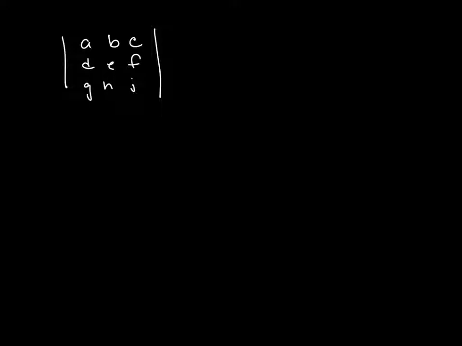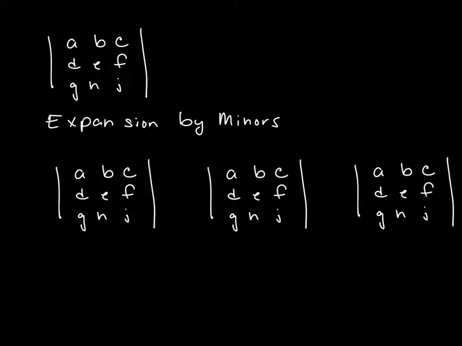All right, so the way we're going to set this one up is it's called expansion by minors. Okay, so the first thing I'm going to do with this is copy this down 3 different times, and I do this because it's a 3 by 3 matrix. Now, what I want to do next is expand this by row.